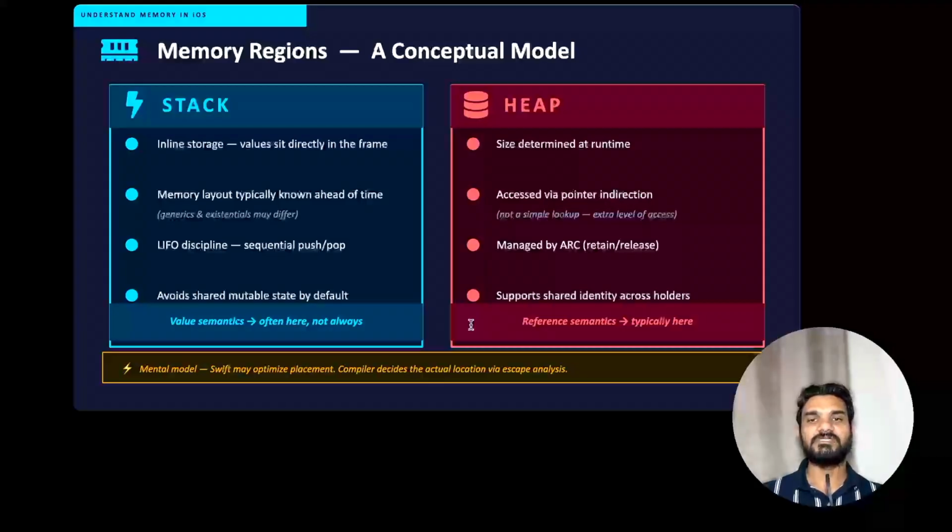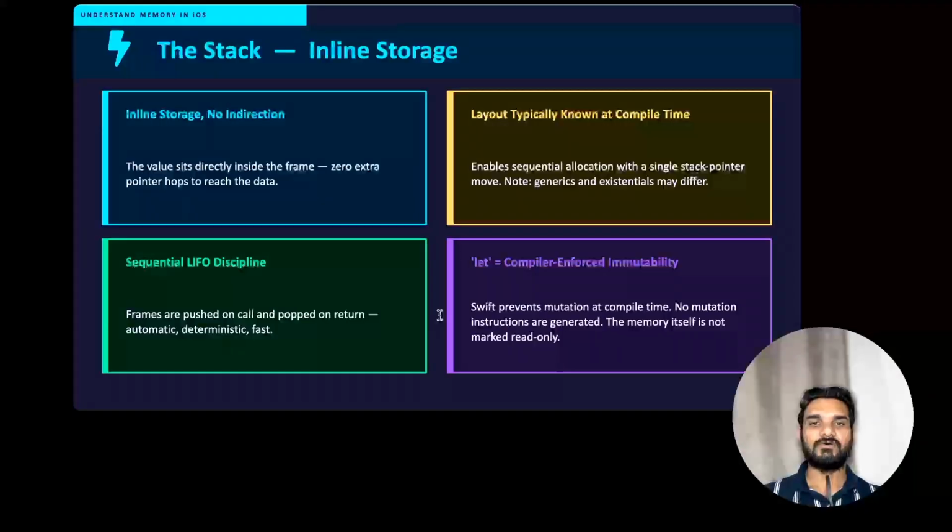And remember, this is a conceptual model. The Swift compiler can optimize placements using techniques like escape analysis. So, stack versus heap is not a strict rule, but a way to reason about behavior. Now, let's zoom into the stack. Values are stored inline, which means direct access, no indirection. Memory layout is usually known ahead of time, though generics and existentials can change that. Because of this predictability, allocation is extremely fast and deterministic.